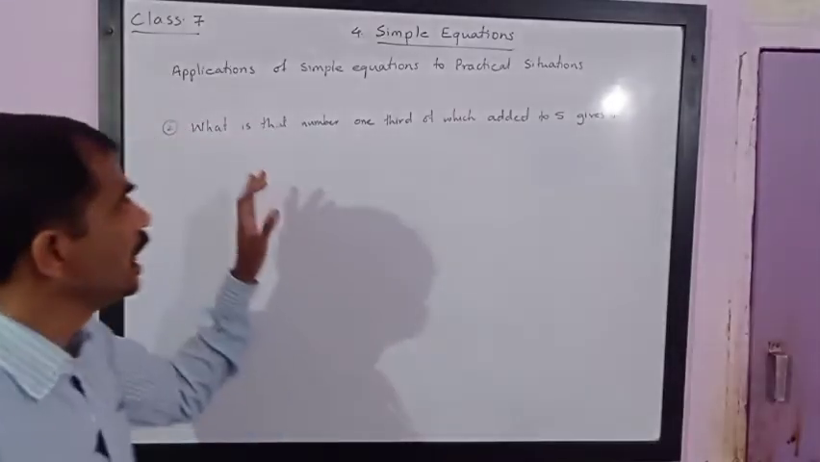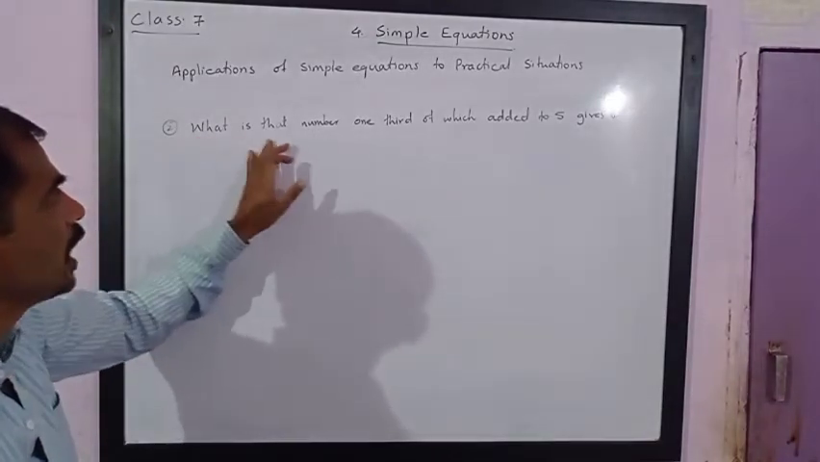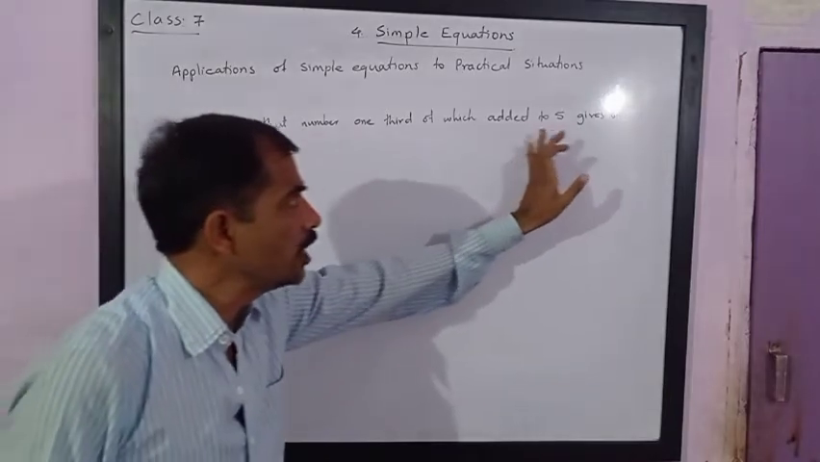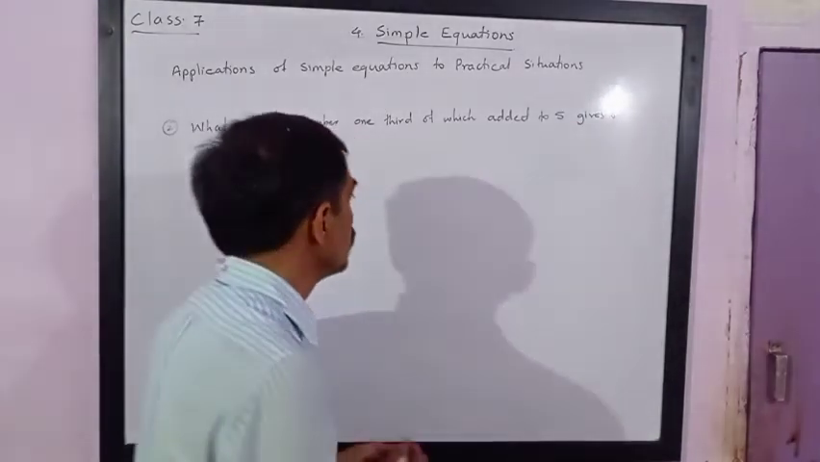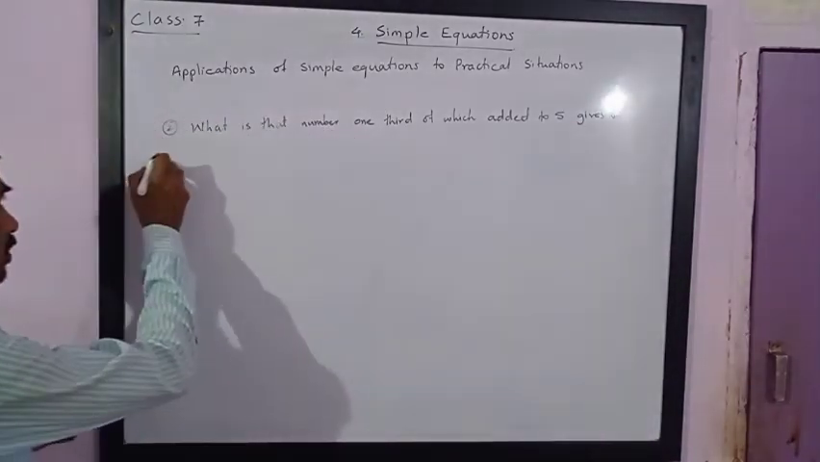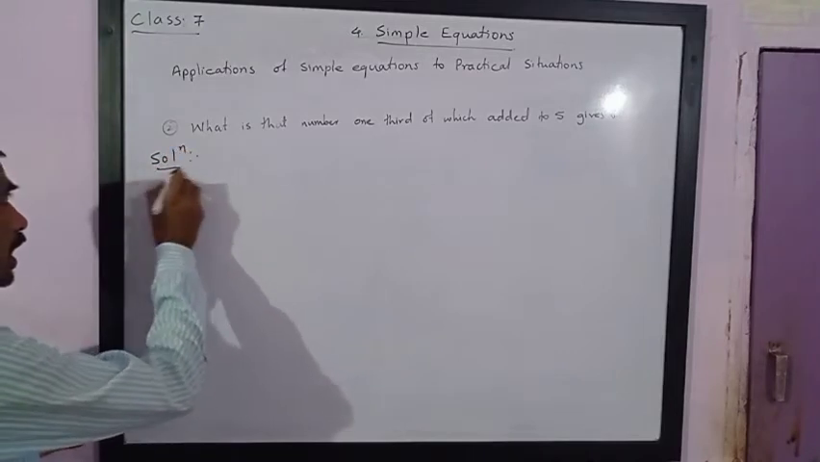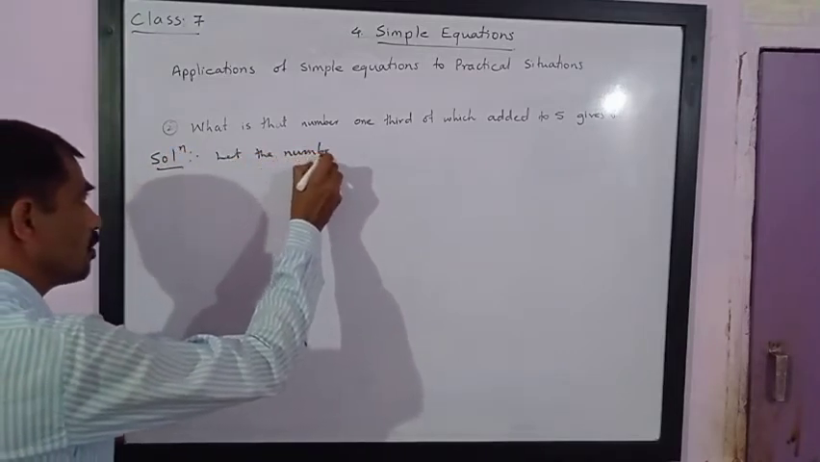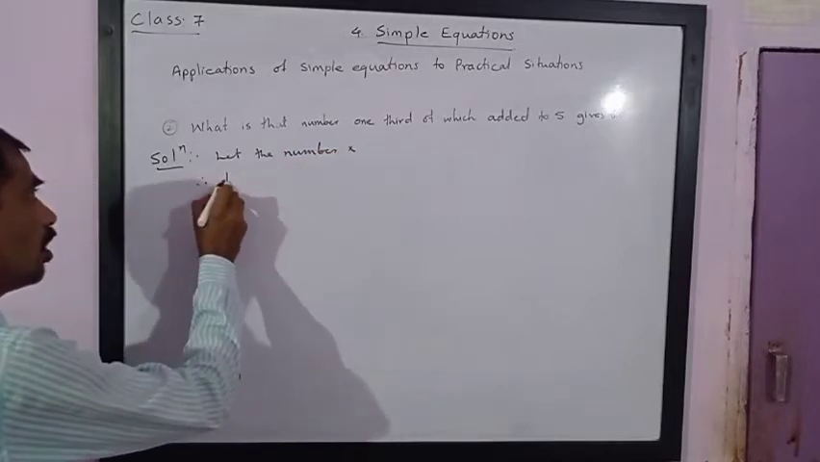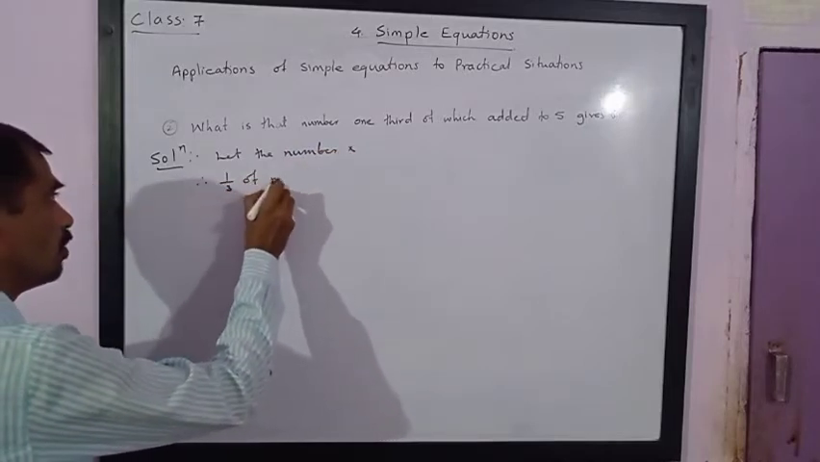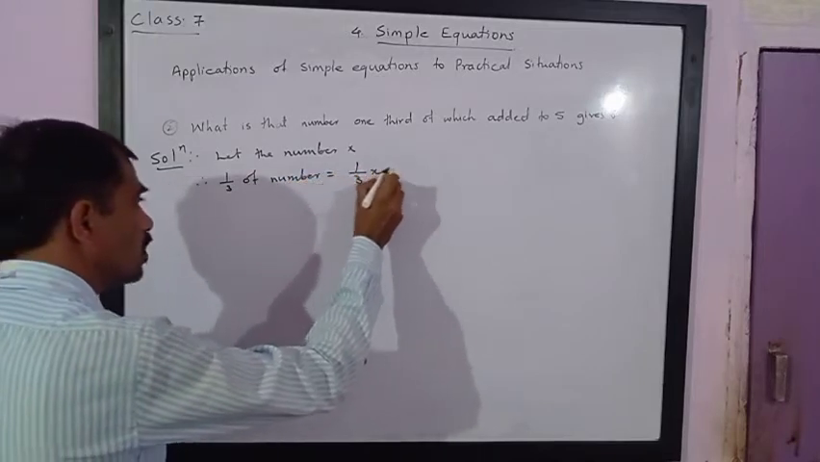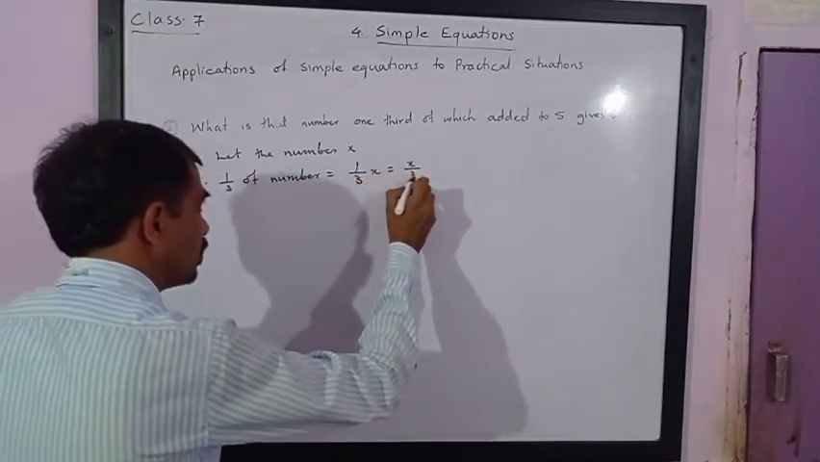Dear friends, in the next Try This we have: what is that number, 1/3 of which added to 5 gives 8? So let the number be x. Solution: let the number be x. Therefore 1/3 of the number is equal to 1/3 of x, or you can say this is equal to x upon 3.